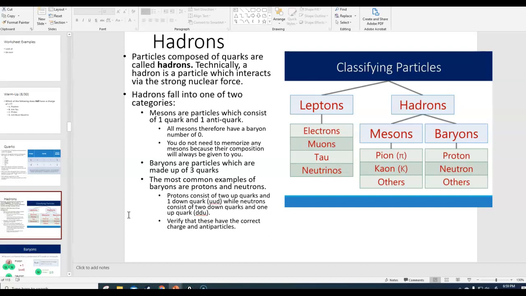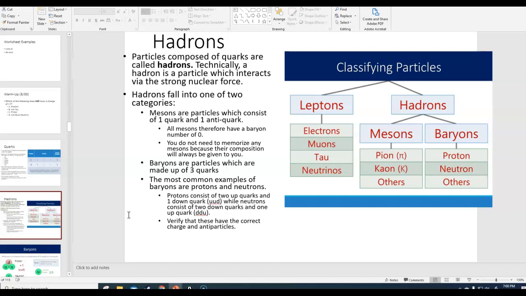So a meson is a combination of quarks consisting of 1 quark and 1 antiquark, not necessarily the same antiparticle. I'm not necessarily talking about an up and an anti-up, but just 1 quark and 1 antiquark in general. I'll give you some examples of mesons later on, but again, you don't need to memorize any of those, although it would be useful if you recognize some of them as being mesons.